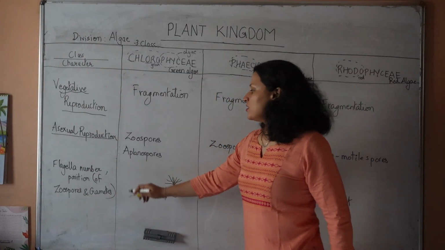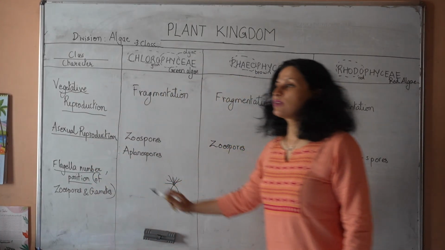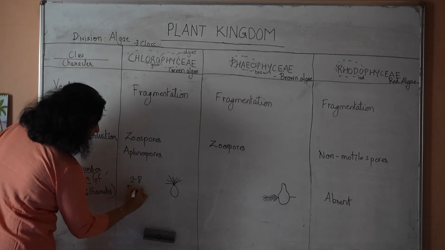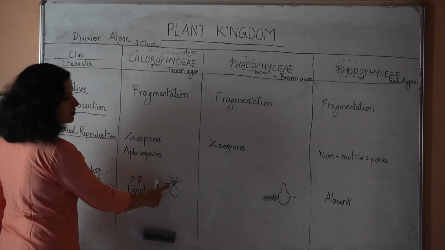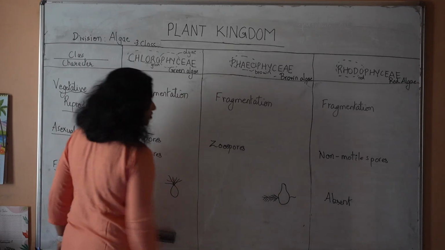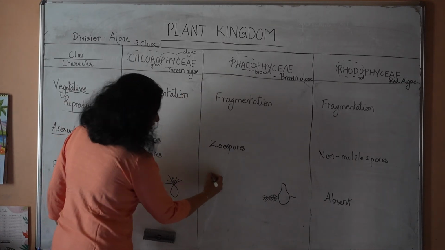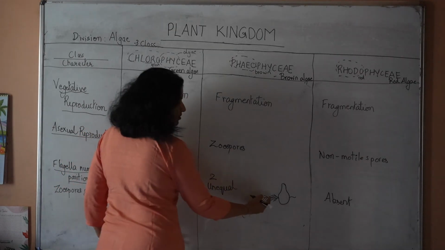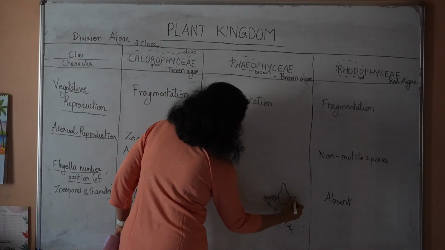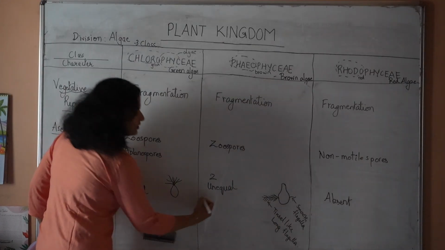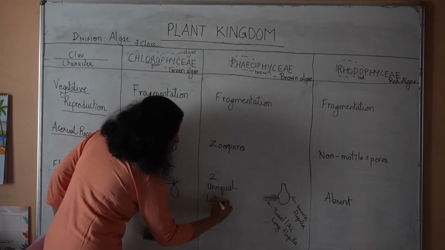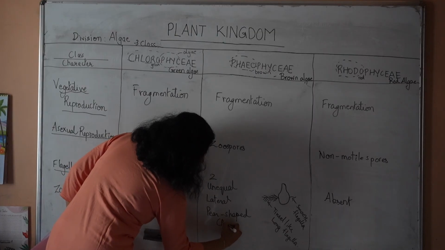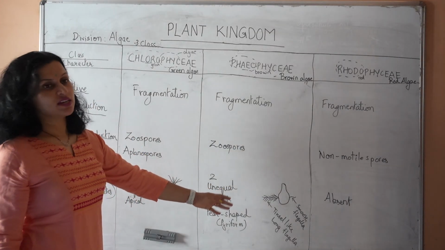We are looking at the flagella number and position of zoospores and gametes. If flagella are present in green algae, they are going to be 2 to 8, equal, and apical. This is an apical position, this is the lateral position. In case of the Phaeophyceae, the flagella are always 2. They are unequal, not equal. As you can see, one is tinsel-like and the other one is smooth. Tinsel-like is long, and this is the lateral position. The zoospore is pear-shaped, also called pyriform. And in case of the red algae, as you know, flagella are absent.